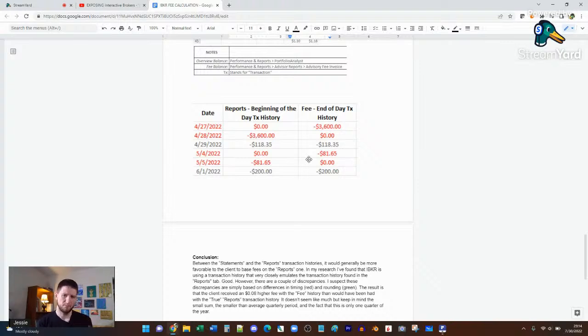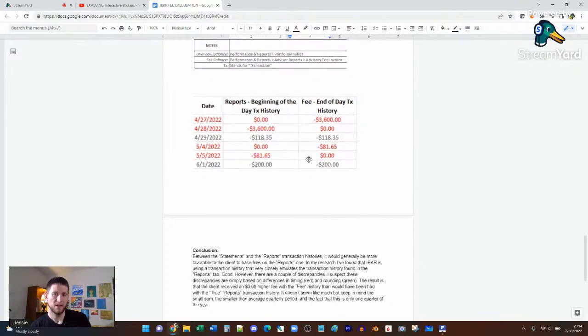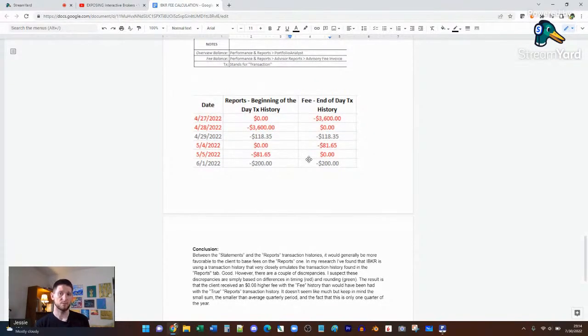Now, my conclusion to all of this here is that 1, Interactive Brokers is using a third kind of secret transaction history to calculate the fee. There's no transaction history that you can pull up, no statement or report or whatever you want to call it, no document showing you the fee transaction history. You kind of have to do the math and figure it out yourself.